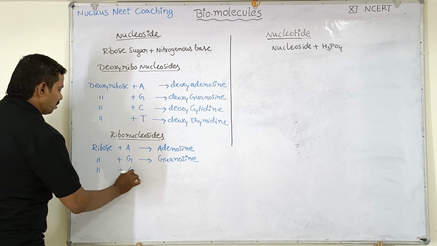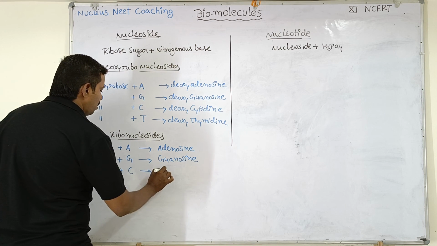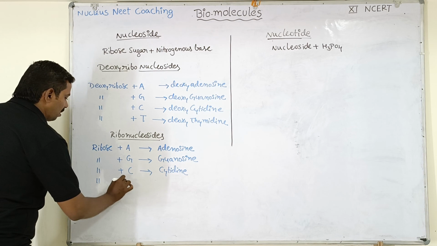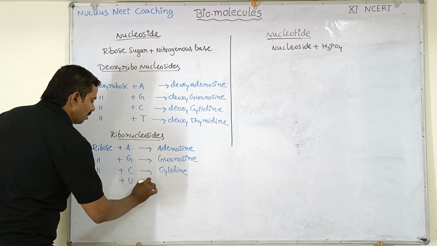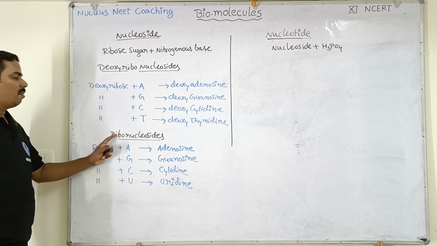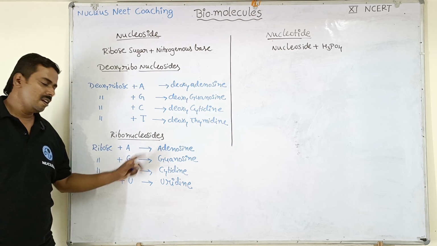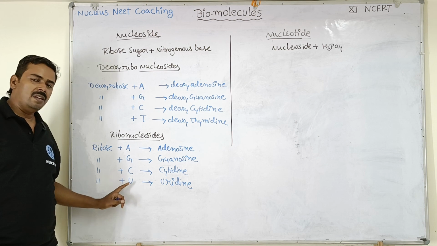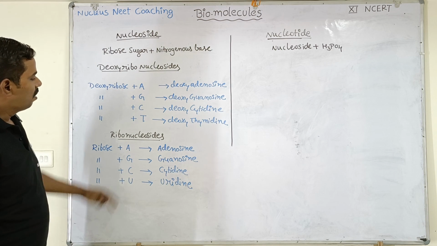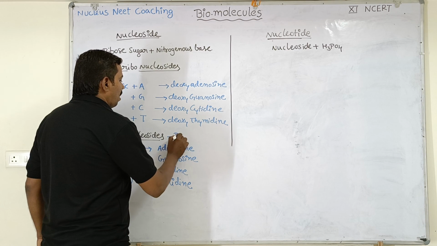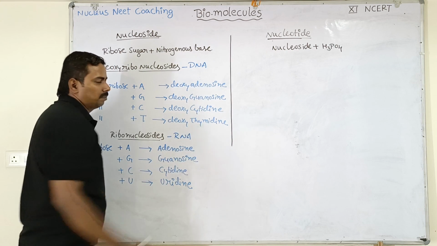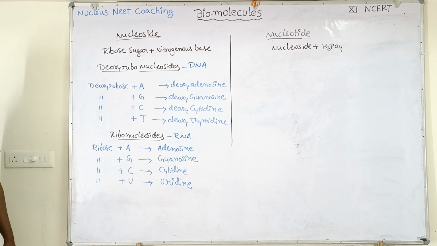Ribose sugar plus cytosine gives rise to cytidine. Ribose sugar with uracil gives rise to uridine. So here ribonucleosides, they will be present in RNA, not in DNA. So in RNA there will not be thymine, there will be uracil. So here the corresponding nucleoside is called uridine. So these are the four nucleosides which are present in RNA, and these are the four nucleosides which are present in DNA. Okay. Understood, students?